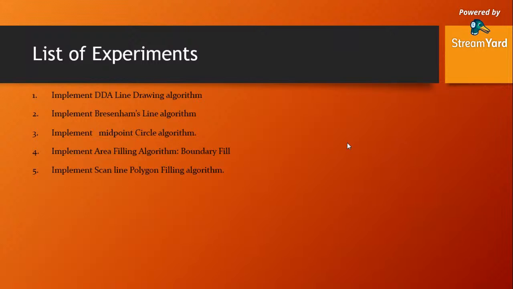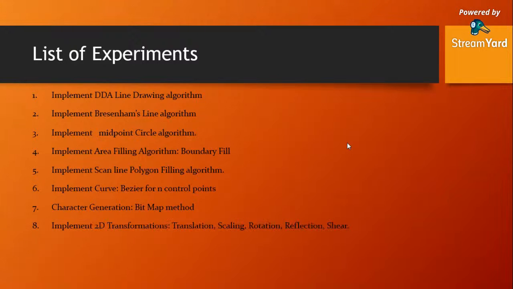There is one more program, that is implementation of scanline polygon fill algorithm. Then implementation of Bezier curve. Then character generation by using bitmap method or stroke method. Then implementation of 2D transformation like translation, scaling, rotation, reflection, shear. Then implementation of line clipping algorithm like Liang-Barsky algorithm, and program to perform animation. So we can write a program for performing animation.